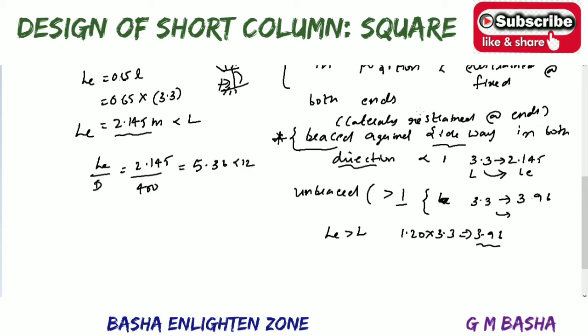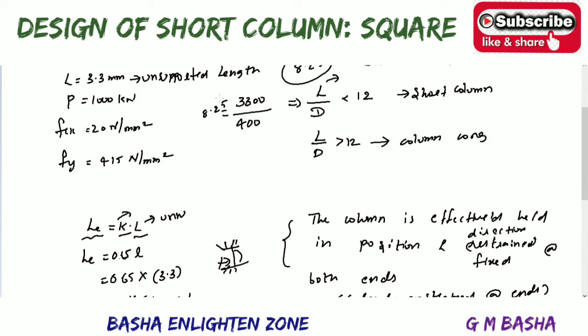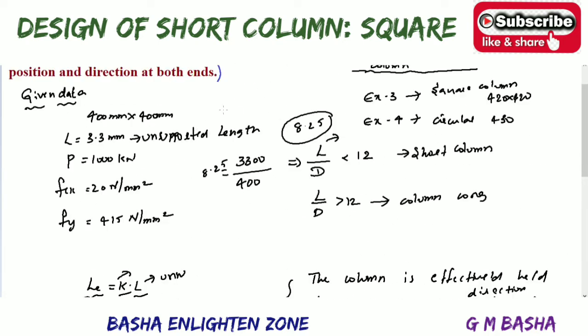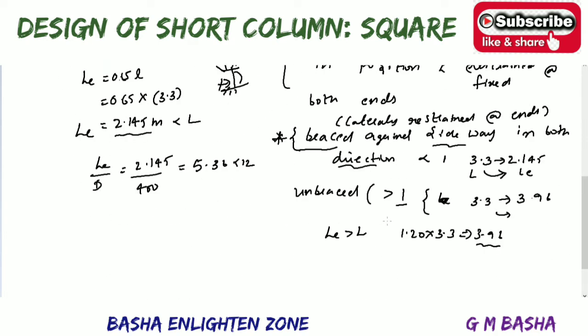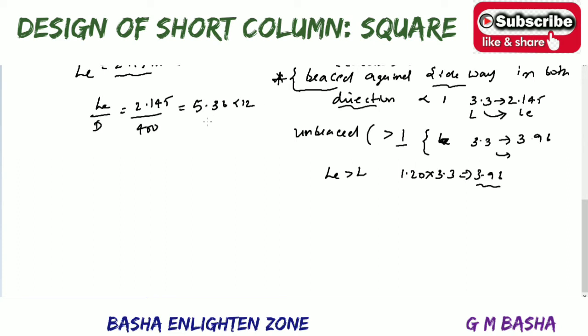Whenever the column is given as braced condition, without seeing the effective length of the column, you can substitute this value. It will get 8.25, then directly solve the problem as a short column. Here the unsupported length ratio itself is less than 12, so automatically the effective length ratio will be lesser than 12 only.